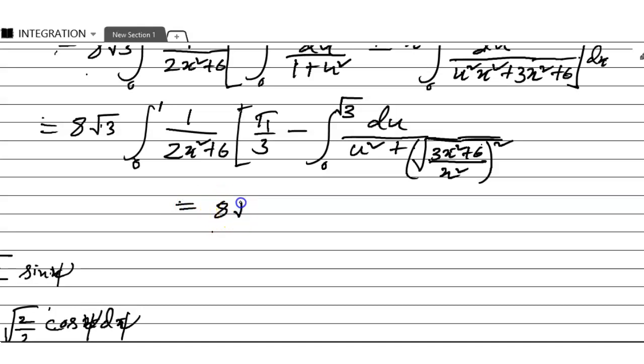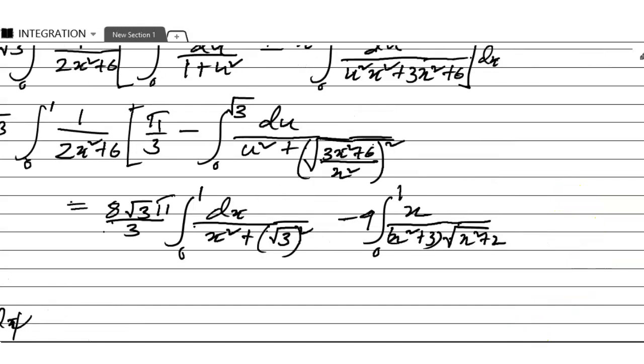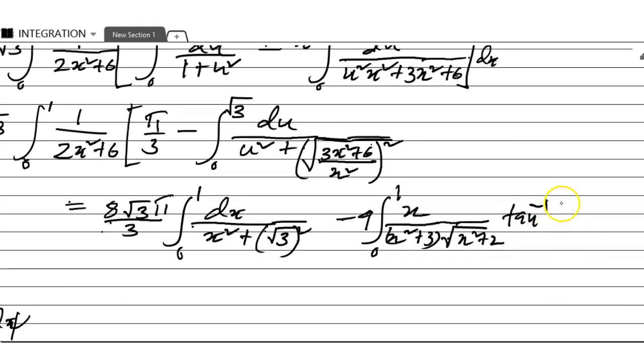Equals to 8 root 3 pi divided by 3, 0 to 1 dx divided by x square, root 3 whole square minus 4 into 0 to 1 x divided by x square plus 3 root over x square plus 2 tan inverse x divided by root over x square plus 2.